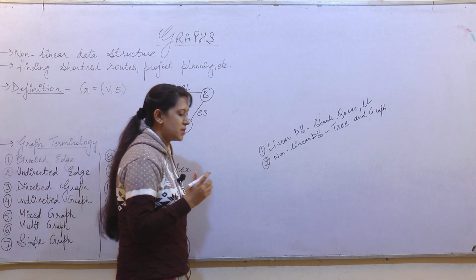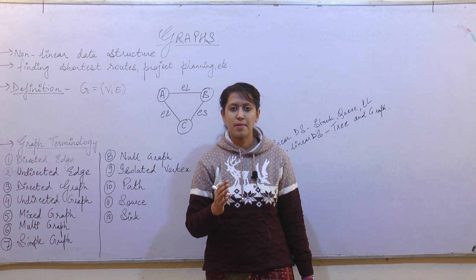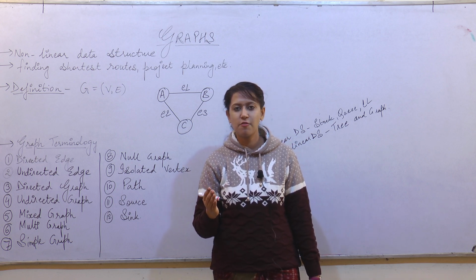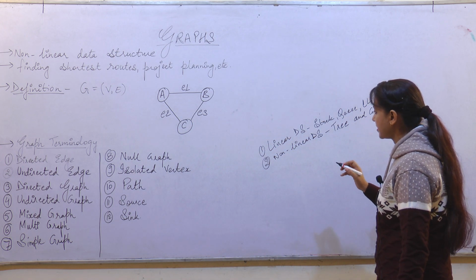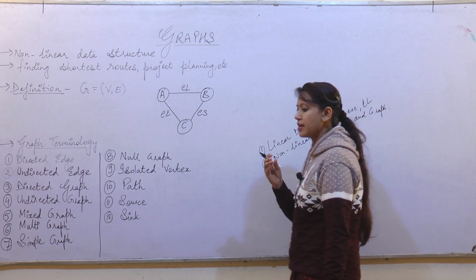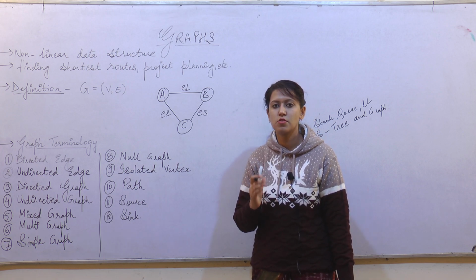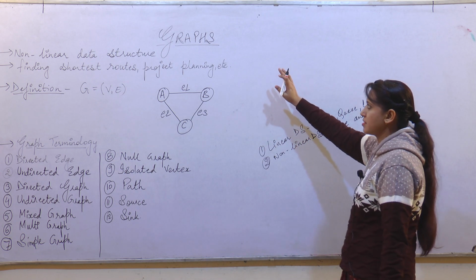Non-linear data structures means data which is not stored in a proper format. Proper format can be described as either in increasing form or in decreasing form. So the data that is not stored in either increasing form or decreasing form is known as non-linear data structure. So today we are studying about graphs.